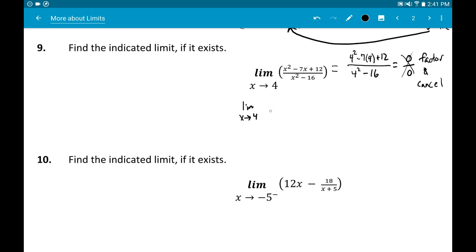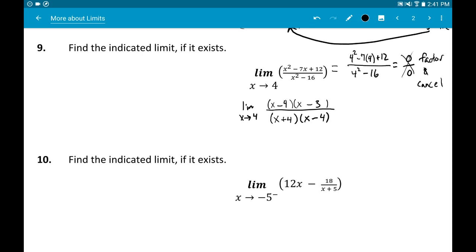Limit as x approaches 4. Okay, on top, x squared minus 7x plus 12. That's a trinomial. So we're going to have x times x to get x squared. So we need 2 numbers that add to negative 7 and multiply to positive 12. So negative 4 and negative 3 add up to negative 7, and negative 4 times negative 3 multiplies out to positive 12. So there's our factoring there. On the bottom, x squared minus 16, that's a difference of squares. So that's x plus 4 times x minus 4.